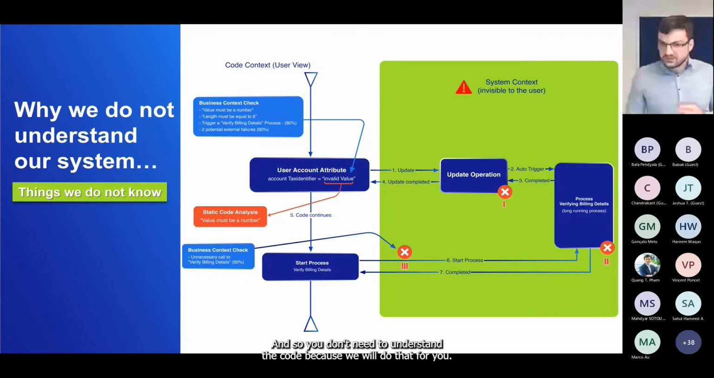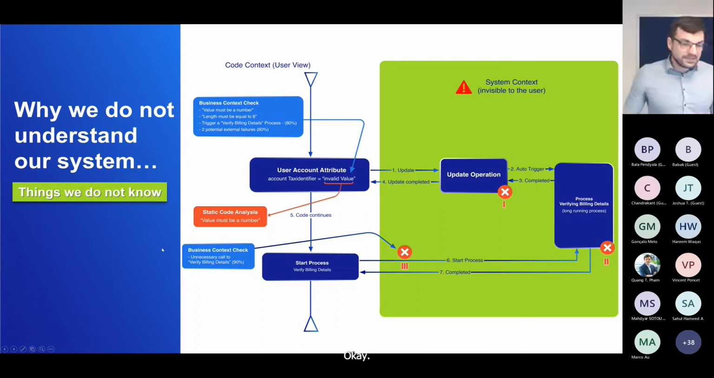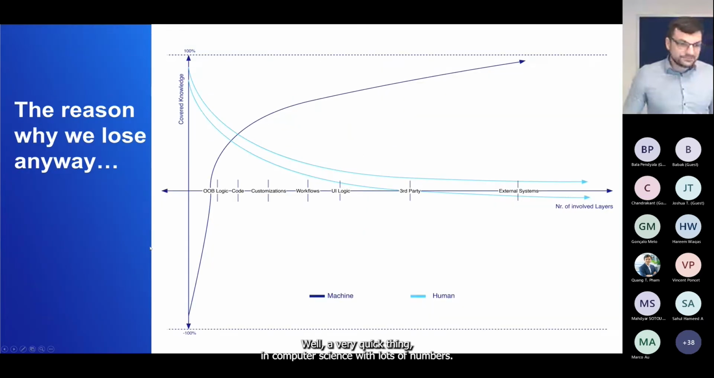Yeah. So you don't need to understand the code, because we will do that for you and we'll give you the necessary information to make a decision if you should change it or not. Okay. Well, a very quick thing, yeah. In computer science, we love those numbers, yeah. But I would like to just give you a very quick overview about that.